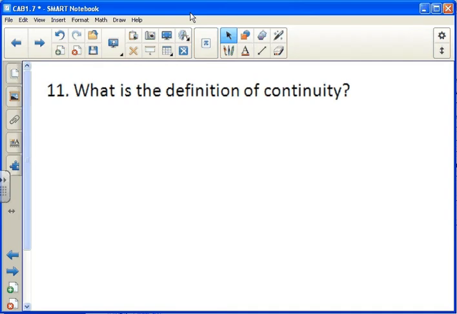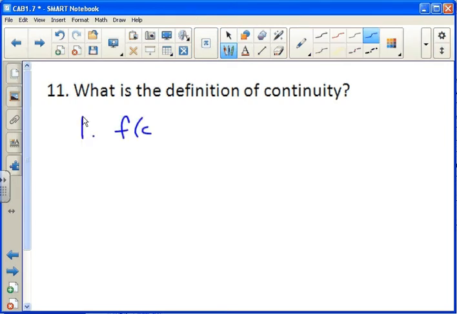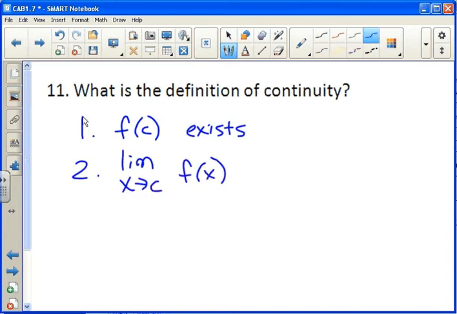So this is the second half of your review sheet, questions 11 through 20, and number 11 is what is the definition of continuity? So the first thing you need to remember for continuity is that the function has to exist at c. So f of c exists. The second thing is that the limit has to exist. So the limit as x approaches c of f of x exists. And the final requirement for continuity is that the limit and the function are equal to each other at point c.